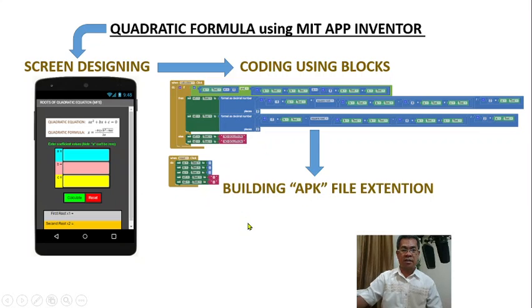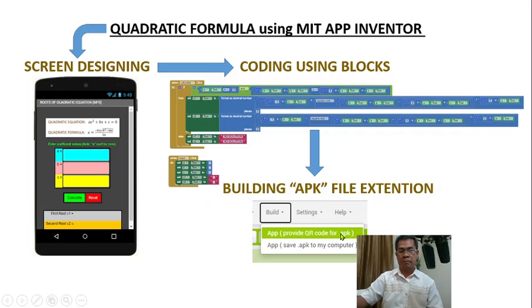Next, we have to build the APK file. The APK file is what we need to send to our mobile phone, because you have to install it. Creating or building the APK, there are two ways. Still in the MIT environment, you click Build, and there are two options: you can create the APK using a QR code, or you can click Save APK to my computer. You can choose either.